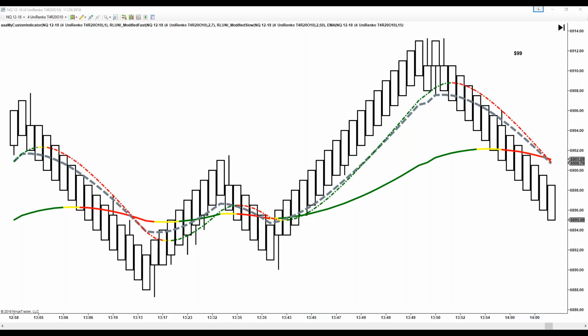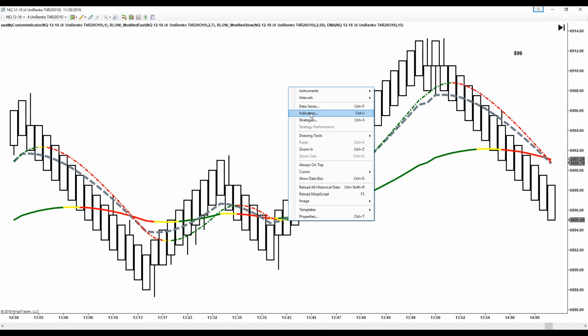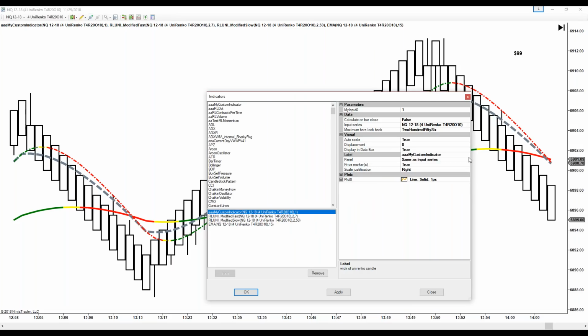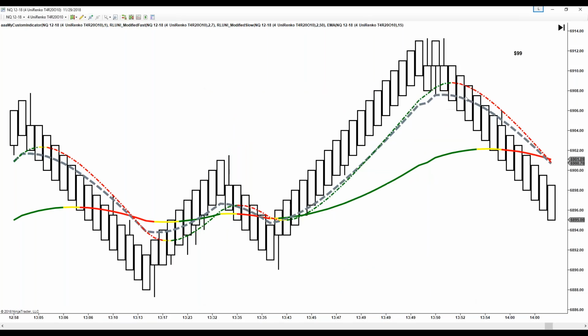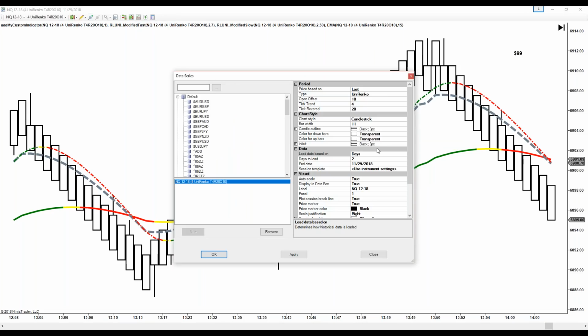Sure, yeah, no, you can do that, Jonathan. All you have to do, oh, you cannot. Oh, yes, you can. I'm sorry. You can, because you can change the color for a down bar. No, you have to keep them transparent. But the candle outline, you can change to any color you like.